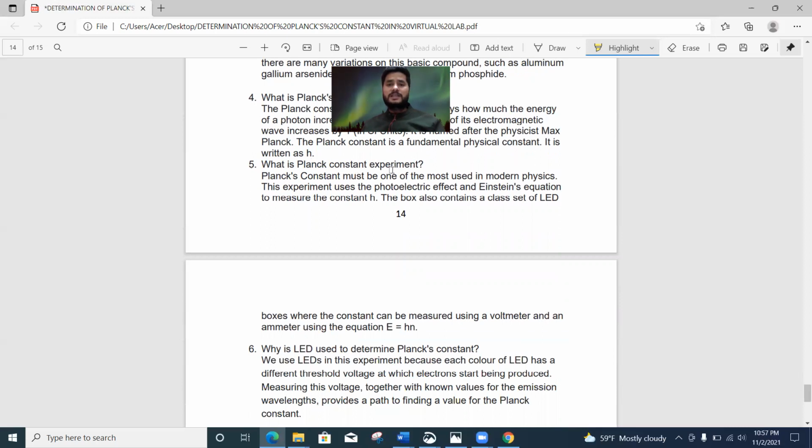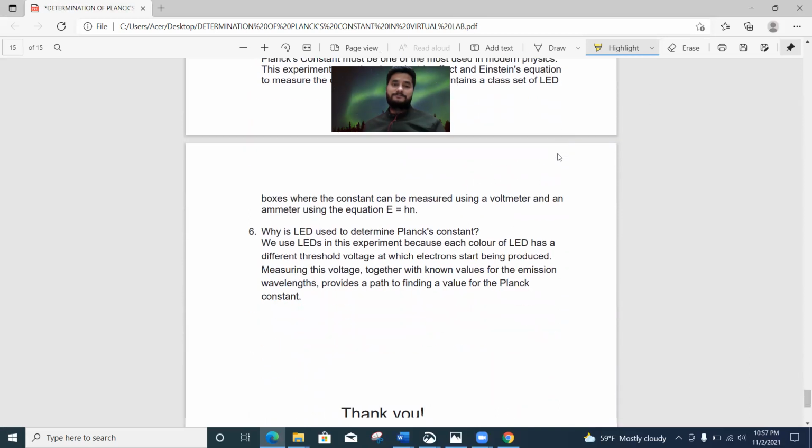What is the Planck's constant experiment? It must be one of the most used experiments in modern physics. This experiment uses the photoelectric effect and Einstein's equation to measure the value of Planck's constant h. The box also contains a set of LEDs.